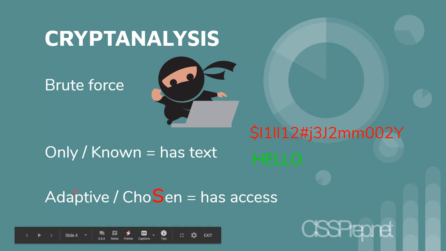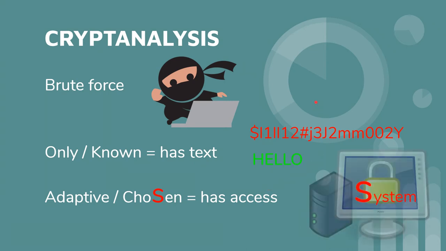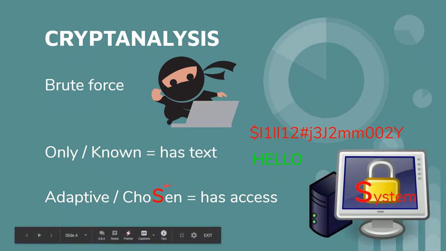Adaptive or chosen. Now you're going to want to match this S here with the S in chosen. If it's chosen plaintext, they choose a piece of the plaintext. Of course they have access to it, but they choose a piece of it. And the key here is they don't have the text. What do they have access to? They have access to the system, the crypto system. So you're going to match this S with the S in chosen.